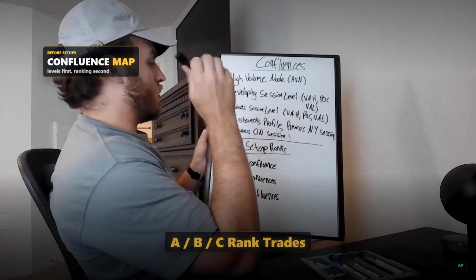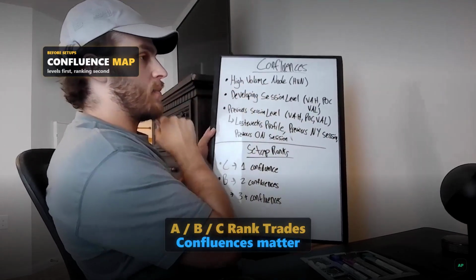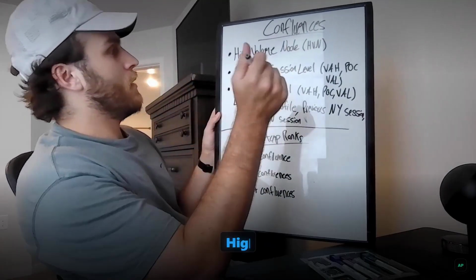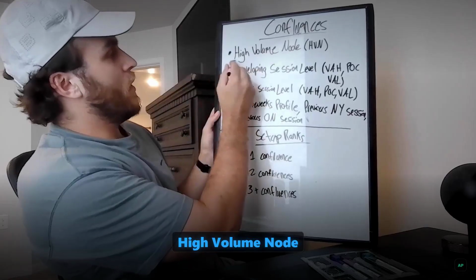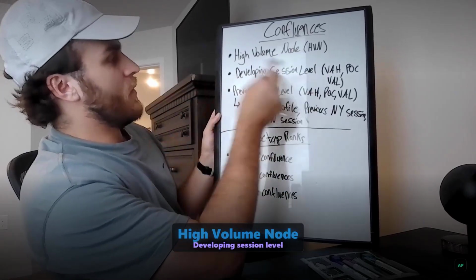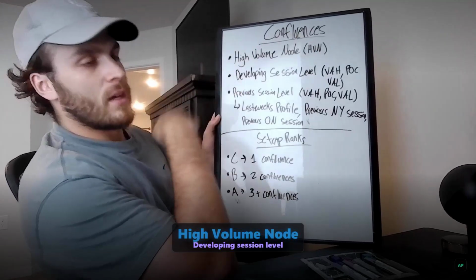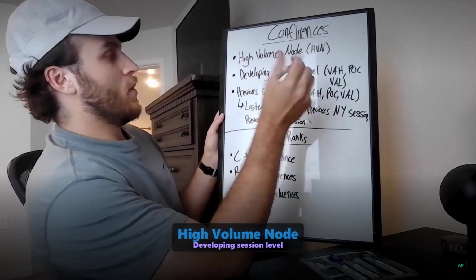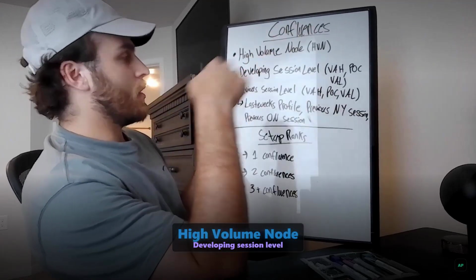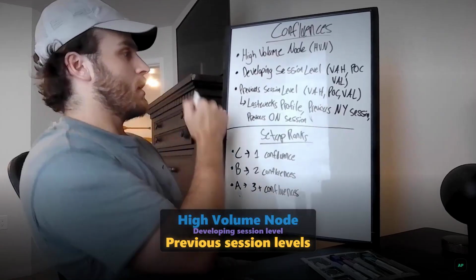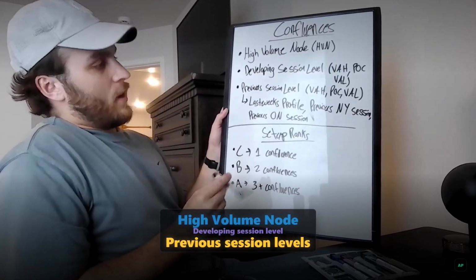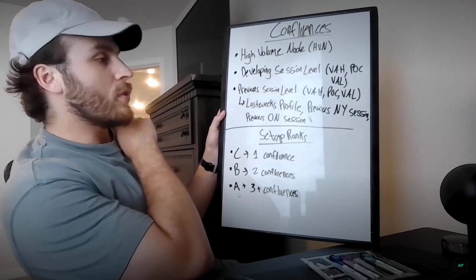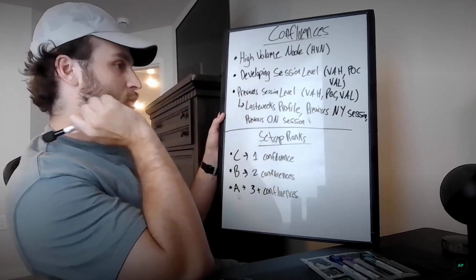Before we actually go to setups and ranking our setups, we've got to go through the confluences. Hopefully you guys can read these, but I will say it out loud. First confluence, we have the high volume node right here. Then we have a developing session level. That means if we're currently in the Asia session, that is the volume profile that is currently developing. So that would be the value area high, POC, or value area low. I also put on previous session levels, and that would be their value area high, point of control, and value area low. And the previous session levels that I use, I'm an Asia session trader, correct?